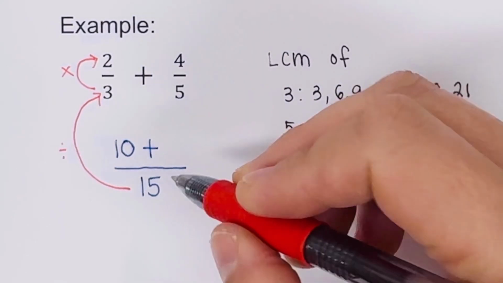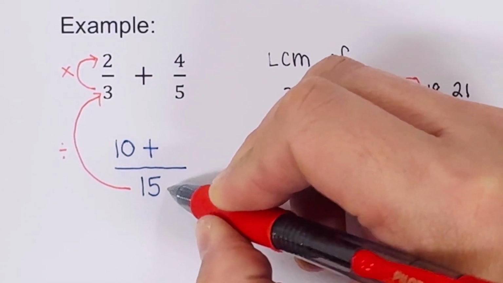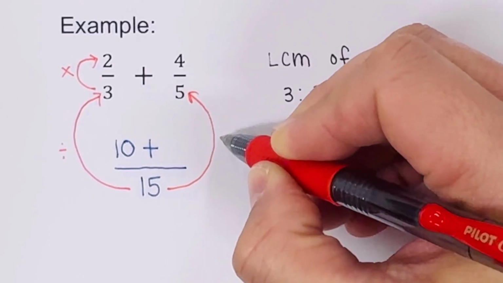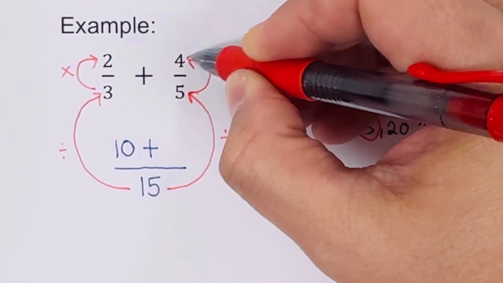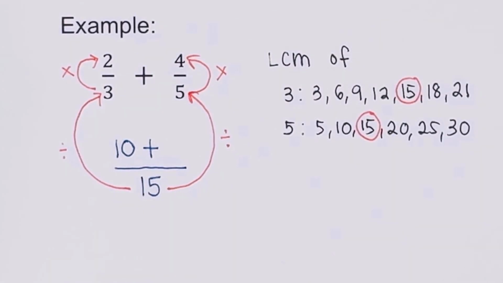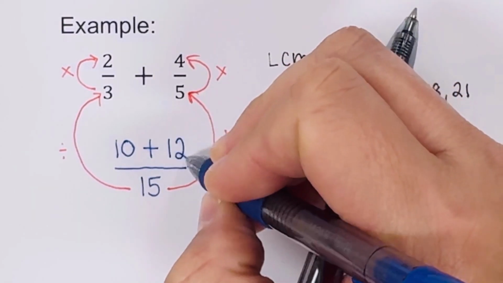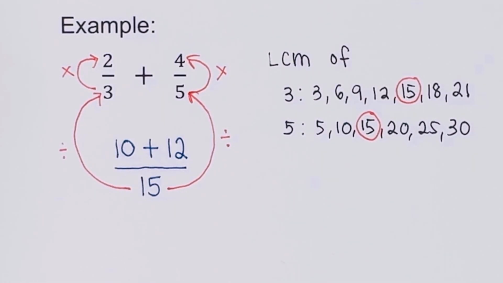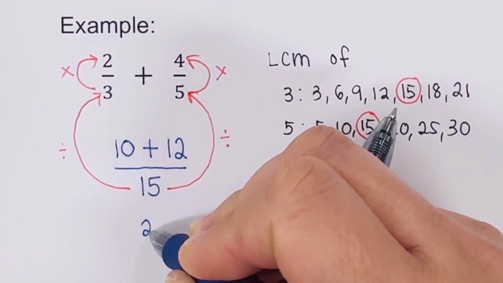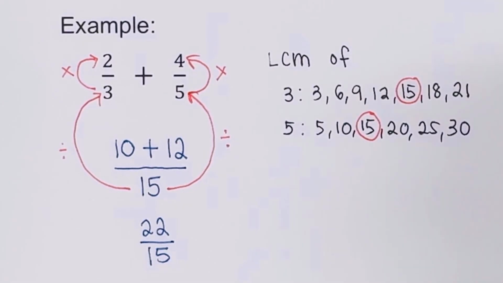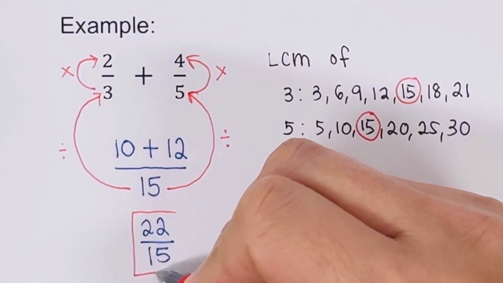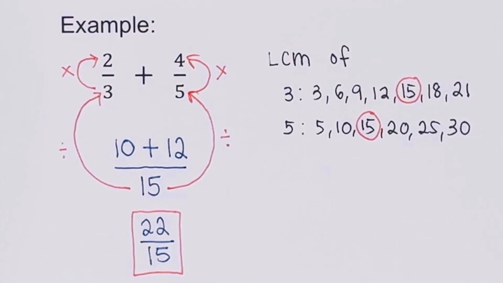And then we are going to do the same thing again on the other side. 15 divided by 5 is 3. 3 times 4 is 12. So I'm going to write 12 down here. So we go ahead and add 10 and 12. That would be 22. So that is 22 over 15. So this is the sum of these two fractions that we have up there. Now let's have another example.